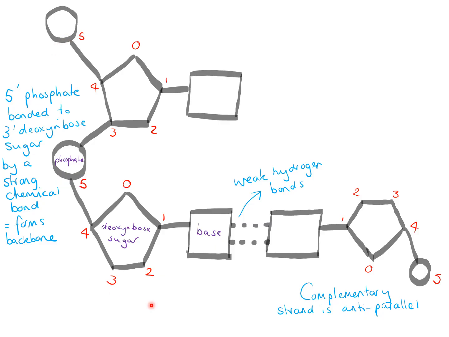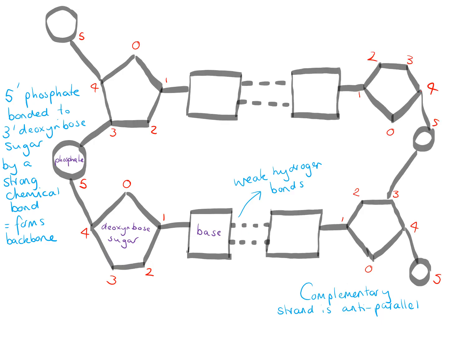And the other thing to take note of is the bond that is between the bases. So when we start to replicate our DNA, we're going to want our DNA strands to separate. So we don't want a strong chemical bond, we want them to be weak hydrogen bonds. We want them to be able to come apart really easily. So weak hydrogen bonds in between the bases.